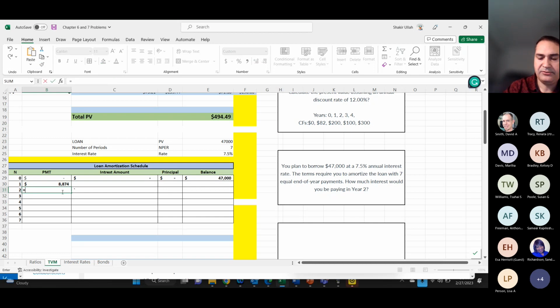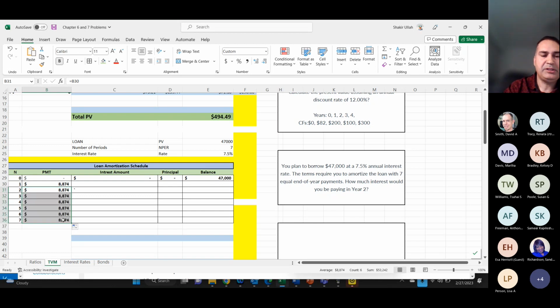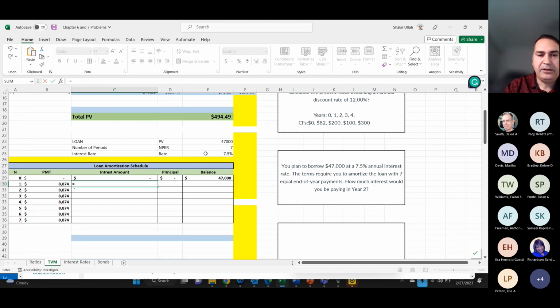In order to do the other ones, I just make it equal to the previous one and I can drag it down. The payments are going to be the same through the loan period. How much would be the interest in the first year? Interest would be equal to the interest rate. And let me press the F4 button because I will be dragging it to the right and then down so that it doesn't change. The interest rate multiplied by the loan balance. The loan balance right now is 47,000. So my interest amount would be 3,525.